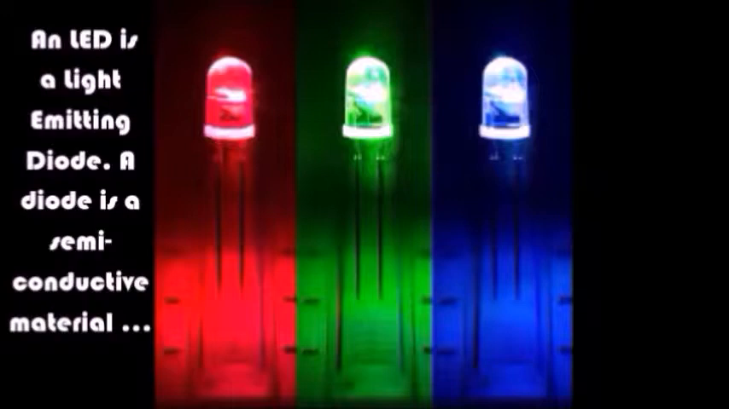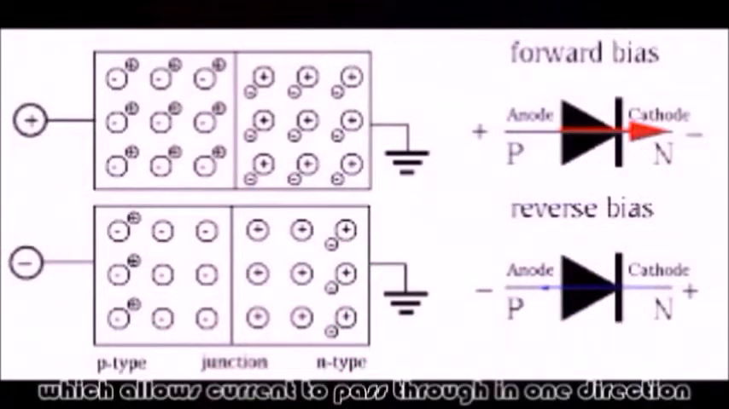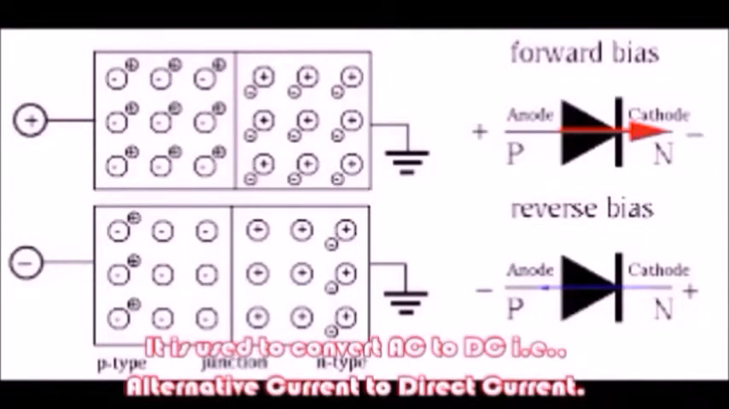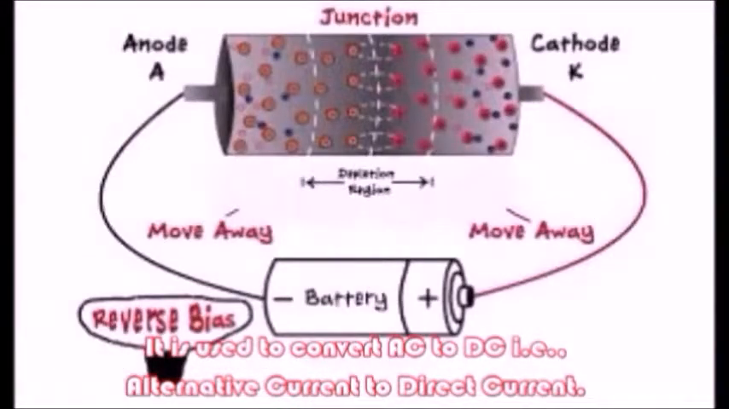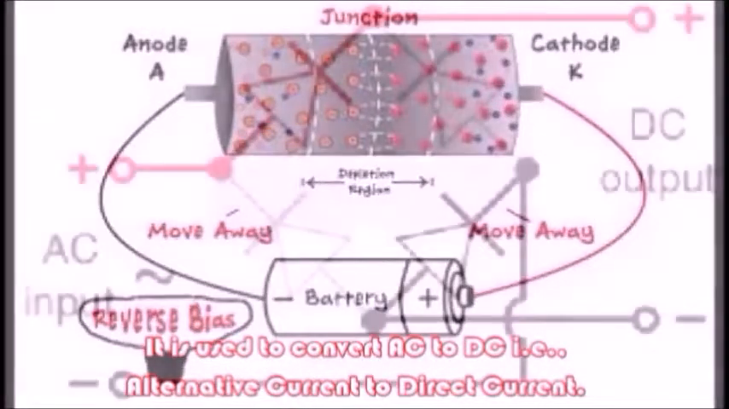An LED is a light-emitting diode. A diode is a semiconductive material which allows current to pass through in one direction. It is used to convert AC to DC, that is, alternating current to direct current.